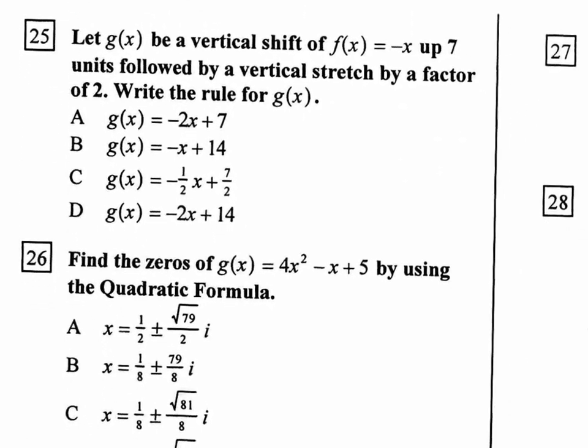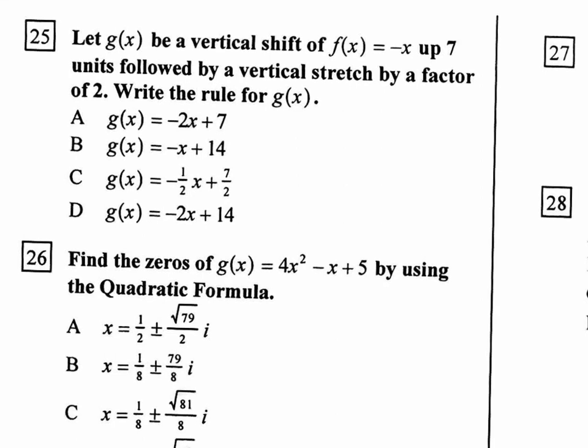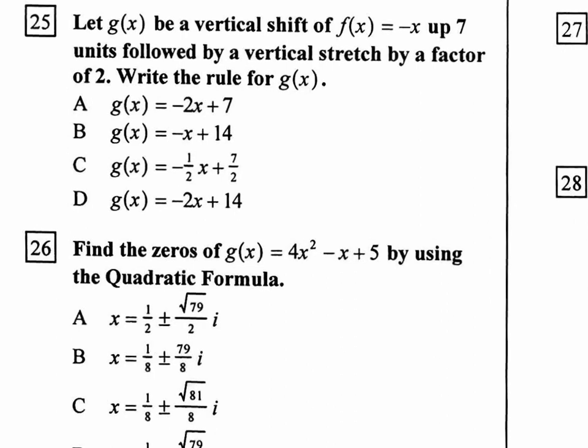Let g of x be a vertical shift of f of x, which is negative x, up 7 units, followed by a vertical stretch by a factor of 2. Write the rule for g of x. So we're going to begin with, I'm just going to call it y, instead of f of x. So I have y equals negative x. Now they say that they want to begin with a vertical shift of 7 up. That means that I need to move 7 up in the k value on our vertex form equation, right? So we're going to put a plus 7. That'll give it a shift of 7 up.